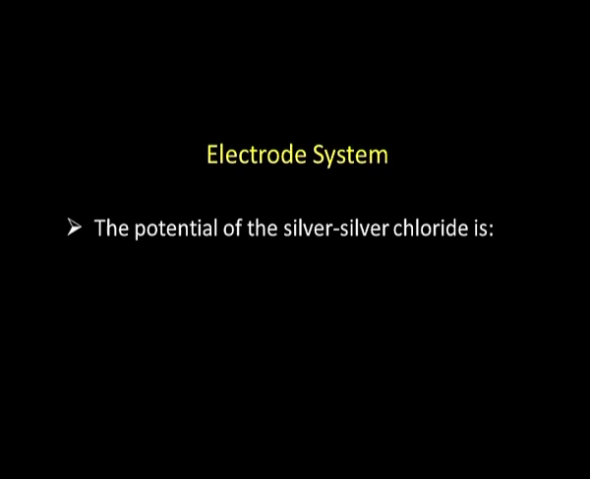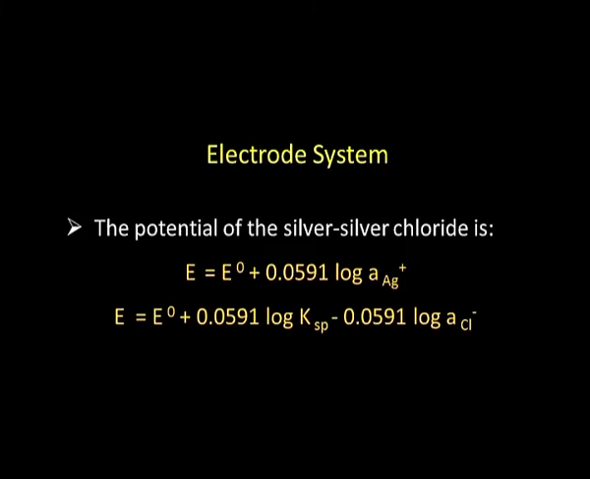The potential of the silver-silver chloride electrode is represented as E = E0 + 0.0591 log a, that is, the activity of silver ions. We can also write it as E = E0 + 0.0591 log Ksp - 0.0591 log activity of chloride ion.